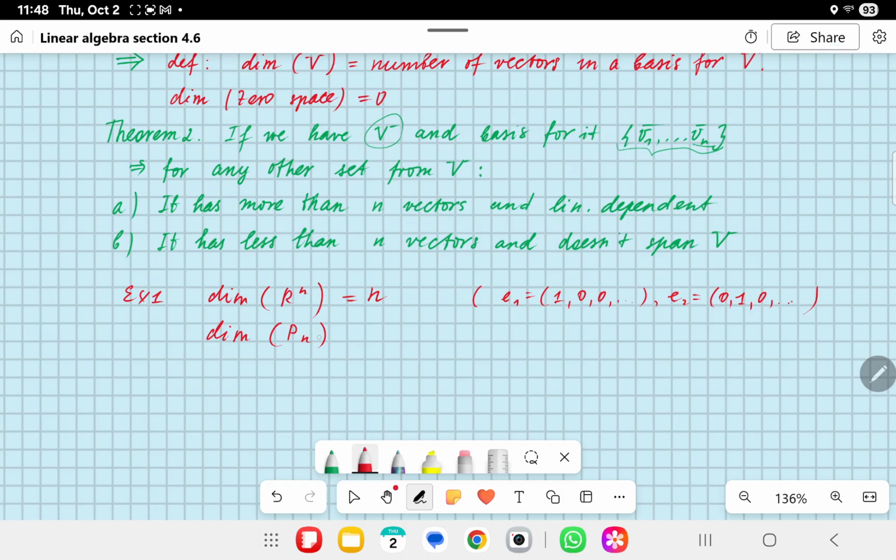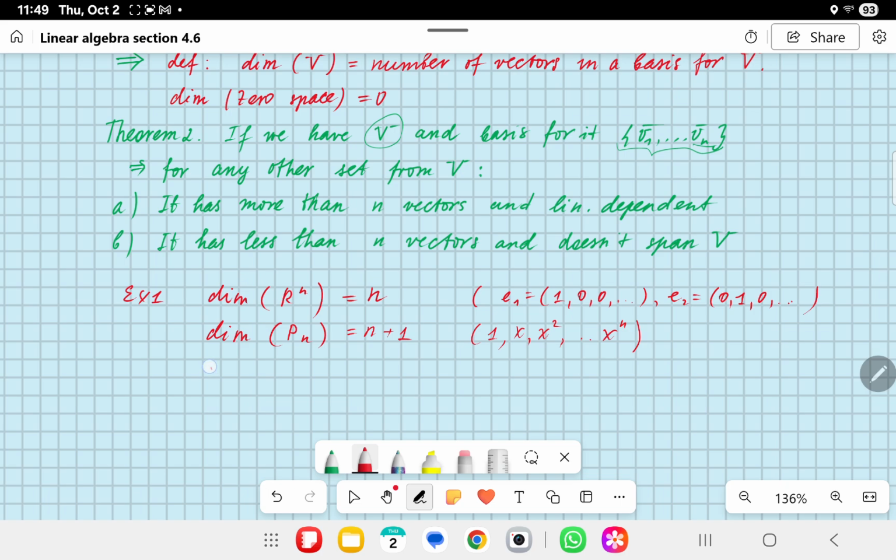The dimension of the space of polynomials of degree less than or equal to n is going to be equal to n plus 1. Why? The basis is going to be 1, x, the standard basis, x squared, and x to the power of n, right? So in total, we have n plus 1 different elements here.